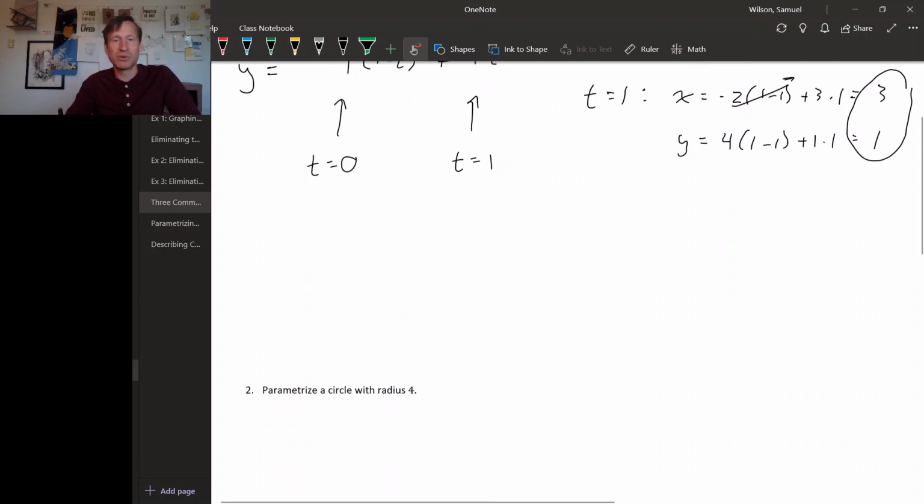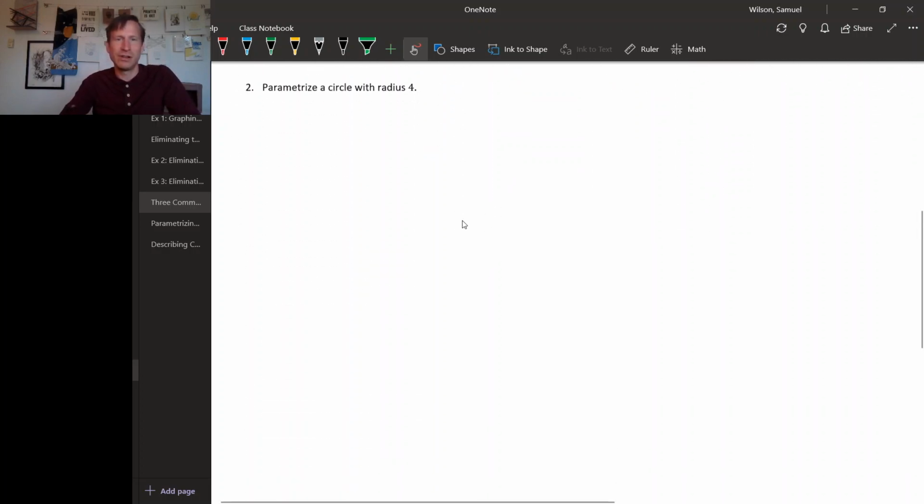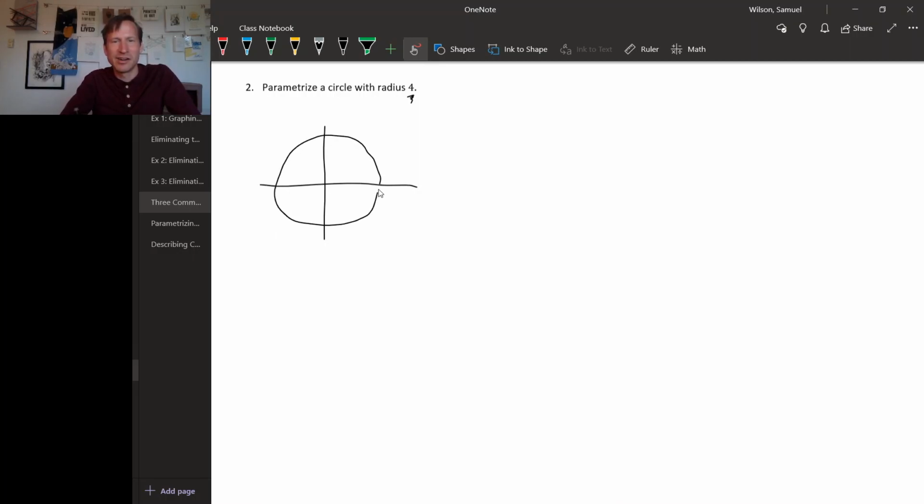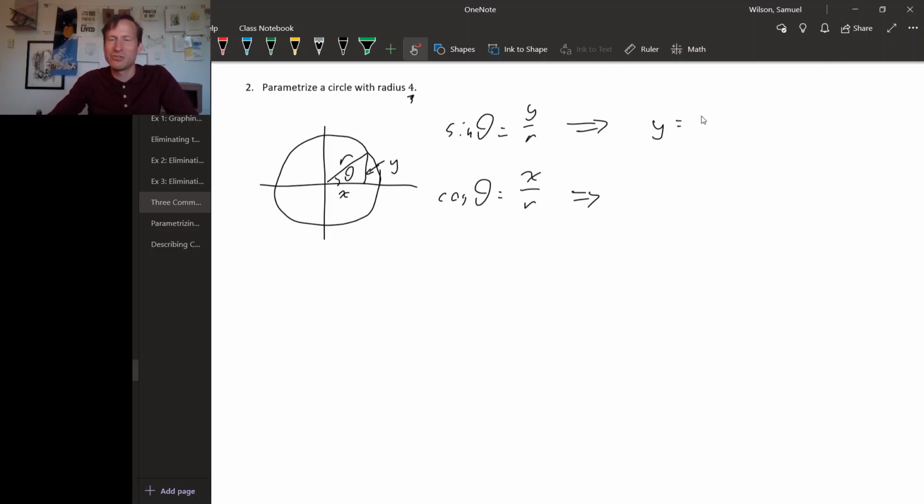Okay, the second common parameterization is parameterizing a circle, especially a circle of a given radius. So if you think back to earlier, we have this situation where if you have an x coordinate and a y coordinate and a radius and an angle, then sine theta was y over the radius, cosine theta was x over the radius. And this means that if you clear the denominators, y is r sine theta and x is r cosine theta.